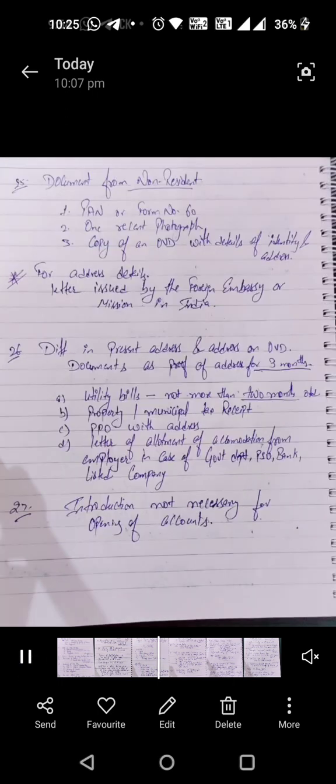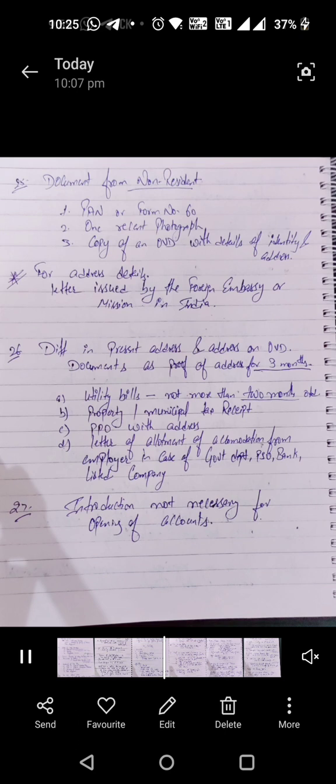Then if you have documents from a non-resident, the same documents are to be taken, that is PAN, Form 60. You have one recent photograph, copy of an OVD with the details of the identity and address. Then address, who will give address details? That is the foreign embassy or mission in India. Then if there is a difference in present address and the address in the OVD, we have to take a document as a proof. Utility bills not more than 2 months old.